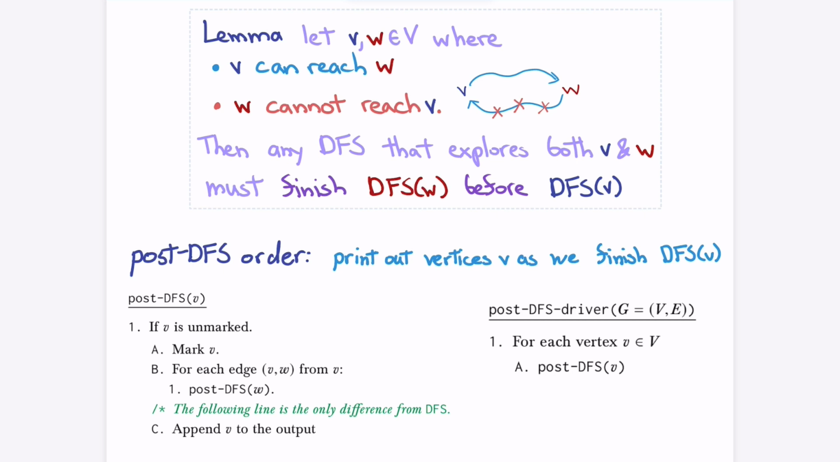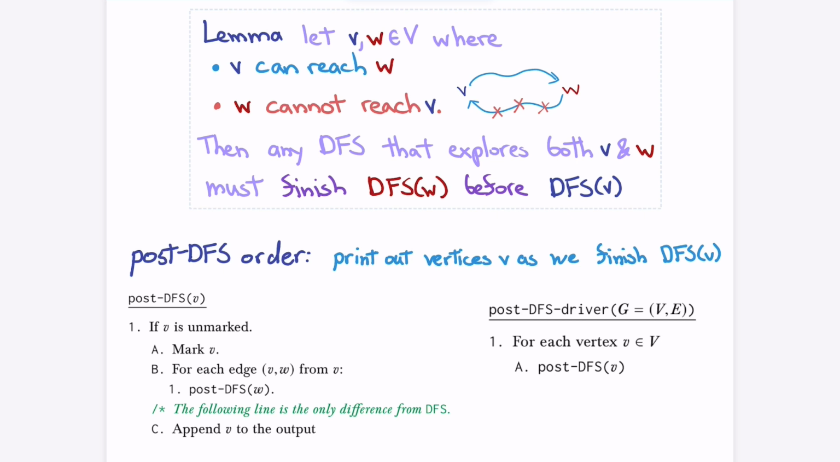So let's look at an algorithm that prints out vertices as we finish, and then study that ordering. Okay, so this is just like before. This is called a post DFS ordering because post is like after, and it's like on the way out. So you keep doing the recursive thing, but after you finish exploring the vertex, I'll just print out the vertex, append it to some kind of output.